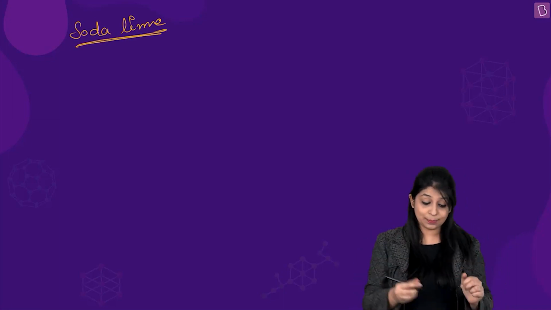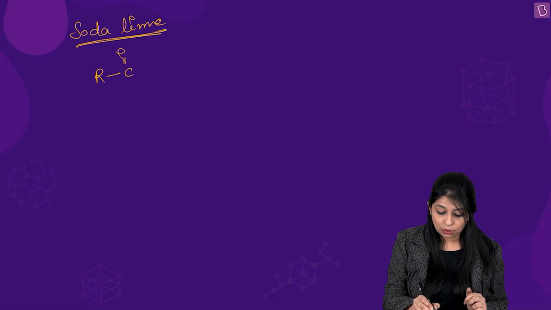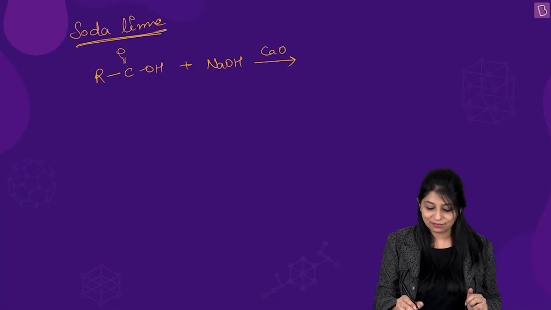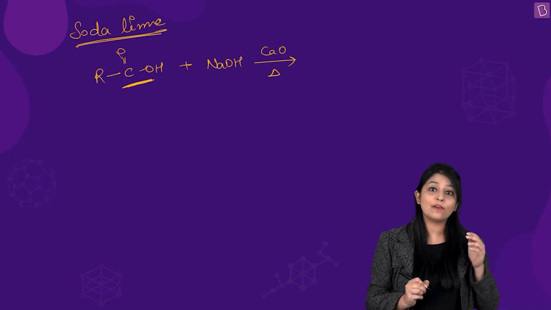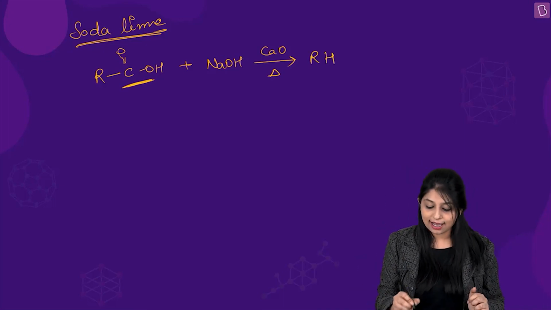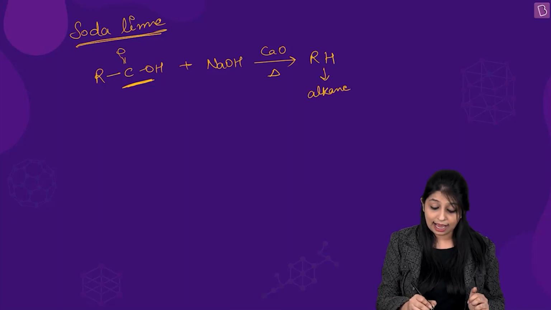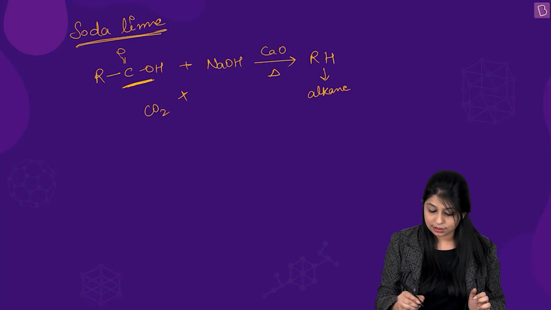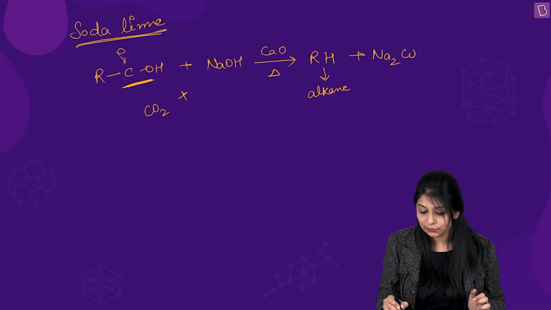So which reaction is that which takes a carboxylic acid as the reactant, and we get an alkane with one carbon less as the product? Well, that is our soda-lime reaction. What happens in that reaction? If we have RCOOH in the presence of NaOH and calcium oxide, quick lime, and we heat it, there is removal of a CO2 molecule, and we get RH, that is the alkane. That CO2 molecule reacts with NaOH to give us Na2CO3.